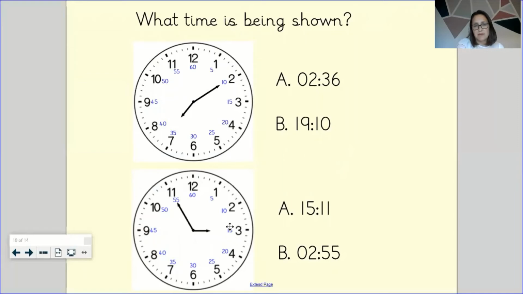And this one, the hour is between the 2 and the 3. Now it's a bit tricky because it's really close to being at the 3. The hour is between the 2 and the 3. The minute hand is pointing to the 55, so it's 55 minutes past 2. It is 2:55.